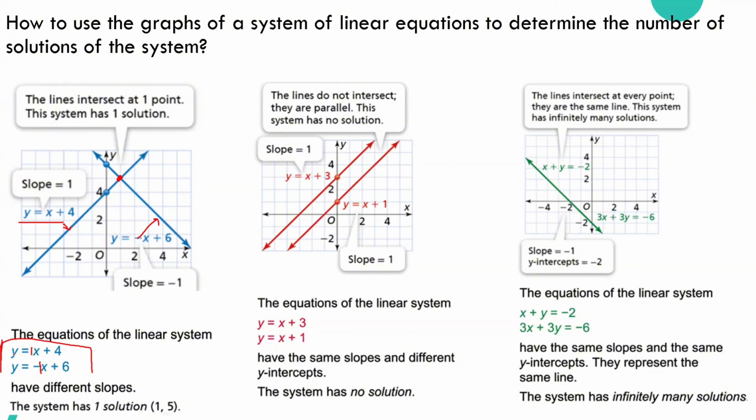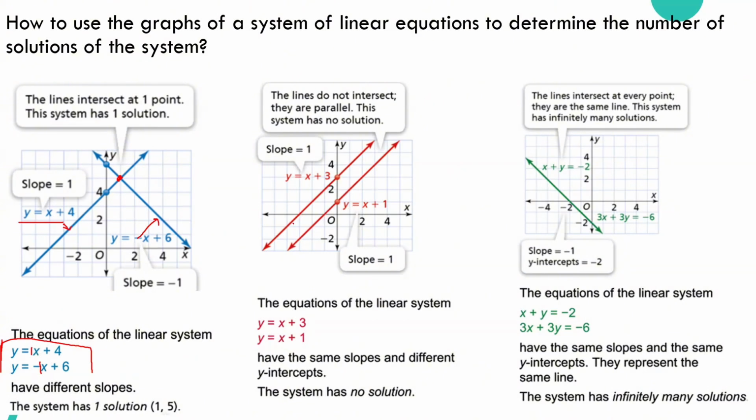So if you look at the slope for the first equation, the slope is +1. Remember, a variable by itself means that there's a coefficient of 1, even if you don't see a number there. If you look at the second equation, it has a slope of -1. So the slopes are different, therefore the system has one solution.